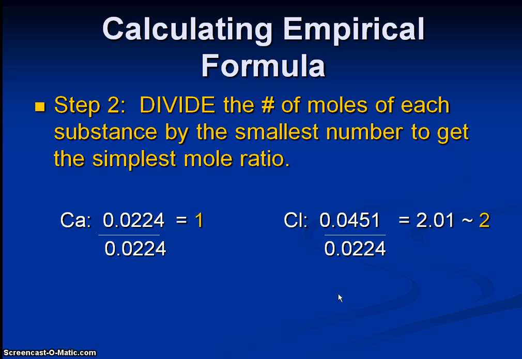And notice in this case, it works. So you got 1 for calcium, this is close enough to 2 to round it, so 2 chlorines, so this is the final answer. Your empirical formula is that you have 1 calcium for every 2 chlorines.